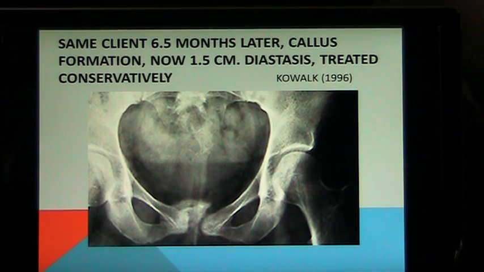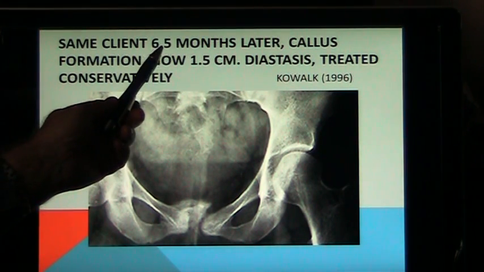Now, this is the same client. I think everyone would have said that's a surgical candidate. This poor person really needs surgery. Look at how wide that gap is. This is that person 6.5 months later.